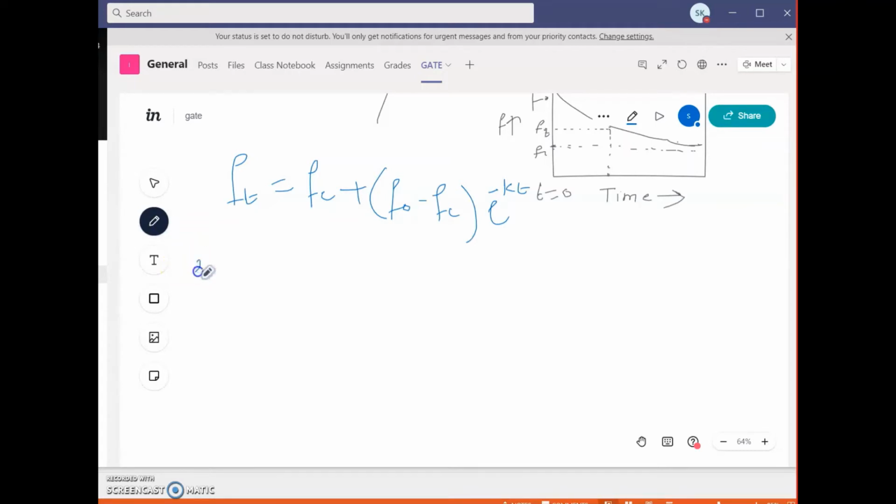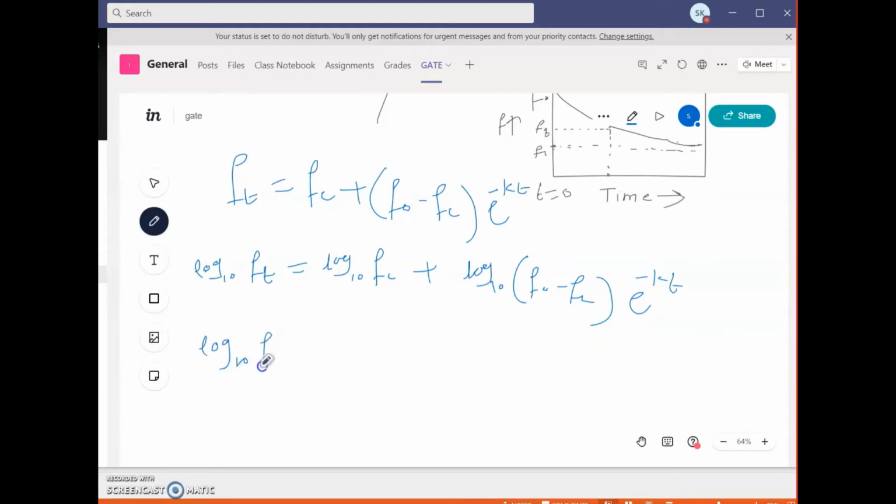So, log to the base 10. If we take a log from both the sides, the same equation I can write here: log to the base 10 Ft is equal to log to the base 10 Fc plus log to the base 10 of (F naught minus Fc) into e raised to minus kt. Okay, we can just take Fc to the left side and we'll solve this particular equation.